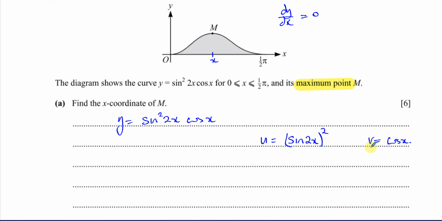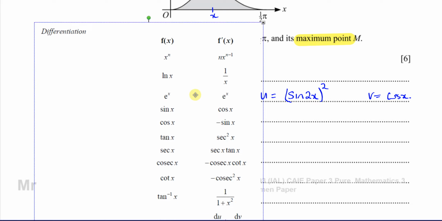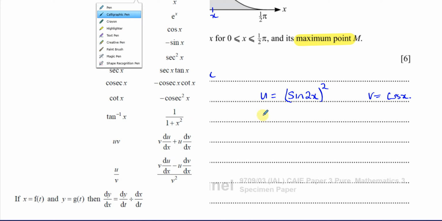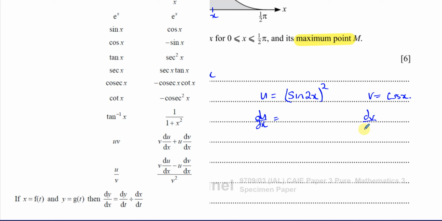So what we need to do to use the product rule, which is in your formula sheet, so I'll just bring it up for you. Here is what's in your formula sheet for differentiation, and what we're interested in here is this uv. The differential of u times v, where u and v are both functions of x, is equal to v times du/dx plus u times dv/dx. So we need to find du/dx, and we need to find dv/dx.